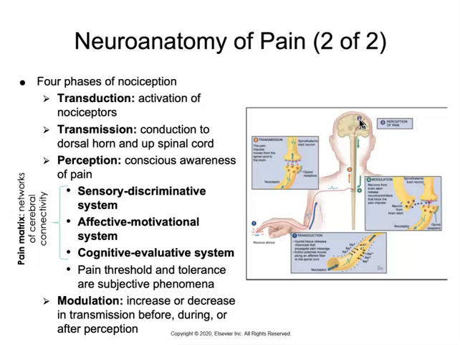And lastly, we have our cognitive evaluative system, and this is going to overlie a person's learned behavior concerning the experience of pain, so that a person can modulate the perception of pain, and it's mediated through the cerebral cortex, where we have the gray along in here.